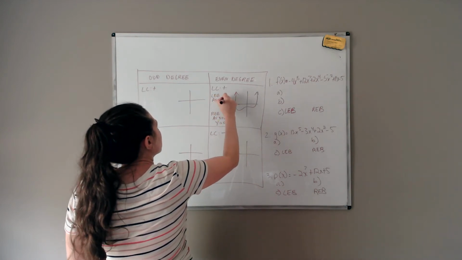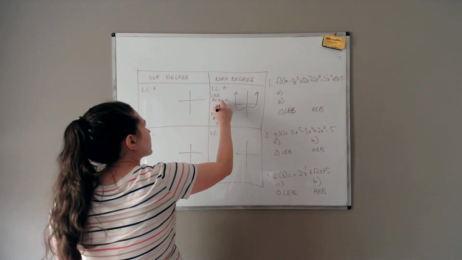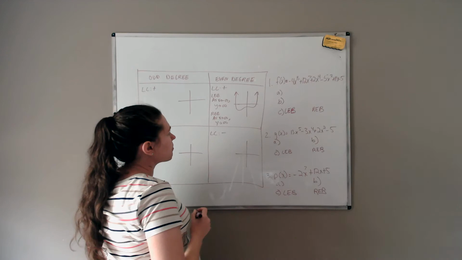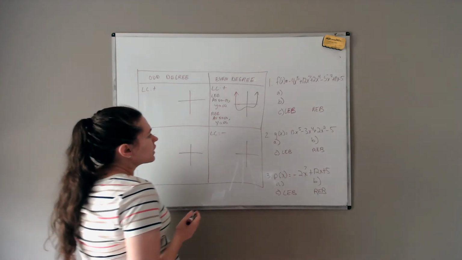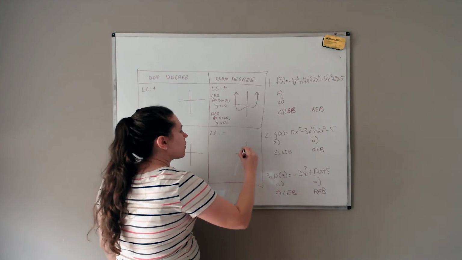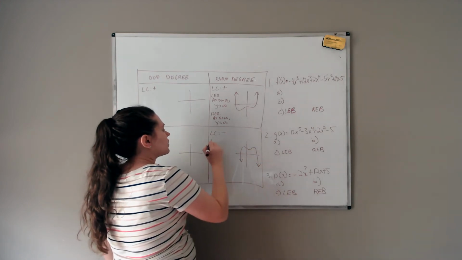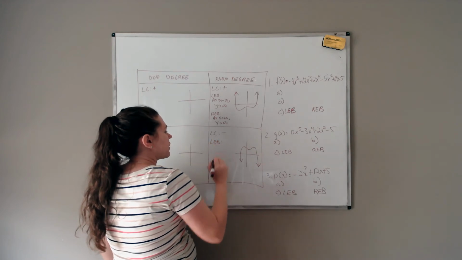Your left end is talking about as x approaches negative infinity. What's the behavior there? y approaches positive infinity. Both ends go up. If you have a leading coefficient that's negative, but you're still an even degree, both will go down.